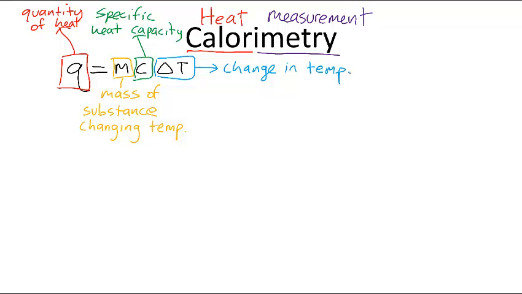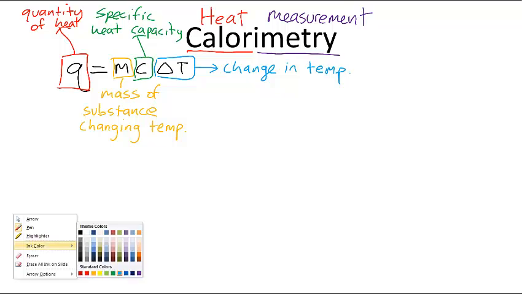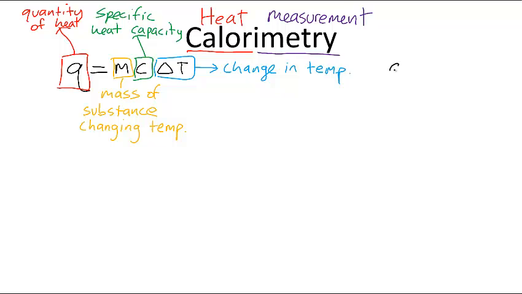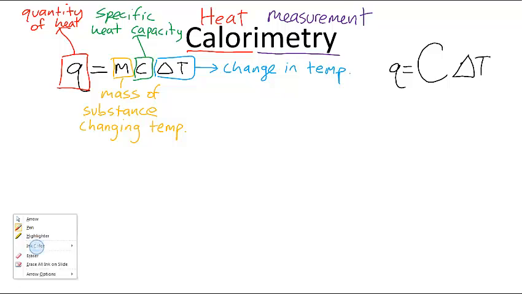Sometimes we use a device called a calorimeter that has a bunch of substances in it, and so we can't use mc delta T, but we can measure the entire heat capacity of that calorimeter. And so sometimes we'll just use the alternative equation that's Q equals big C times delta T. In that case, big C would be the heat capacity of an entire calorimeter.